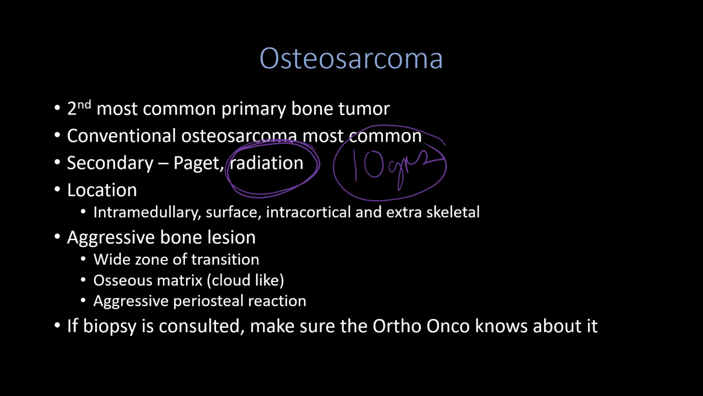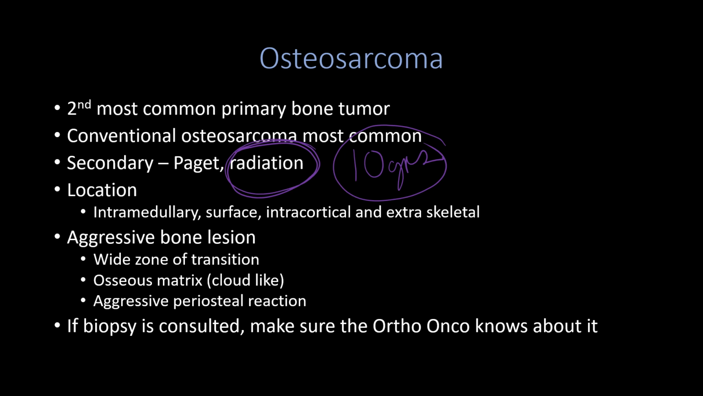It can happen everywhere, intramedullary, which is the most common, but we have surface osteosarcoma, intracortical osteosarcoma, and even extraskeletal osteosarcoma. Remember aggressive bone lesions, the wide zone of transition, the osseous matrix, is that a cloud-like formation of bone, as opposed to fibrous and chondroid matrix. The osseous matrix looks cloud-like, just like the calcification that we saw in scleroderma. It's just this chalk type, no osseous, no bone marrow formation within this soft tissue calcification.